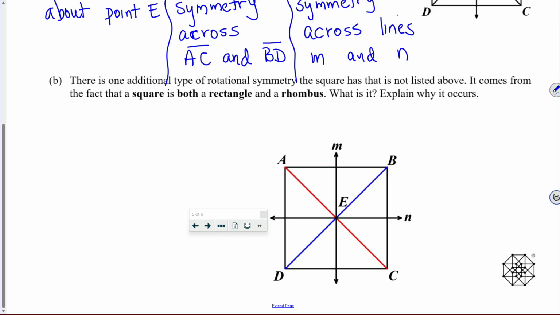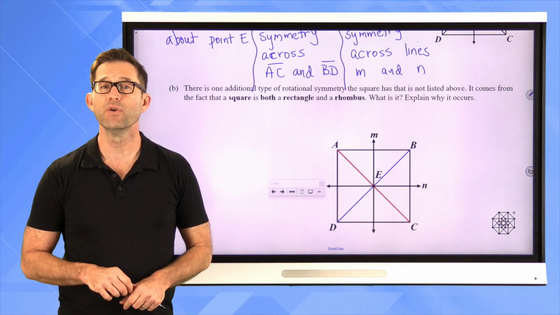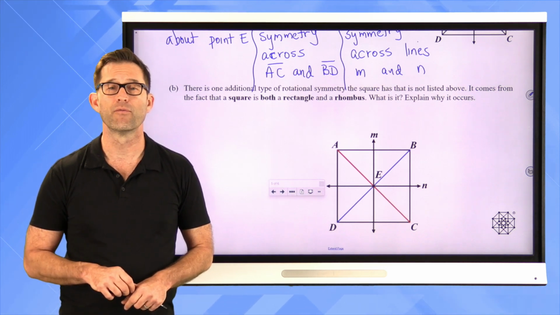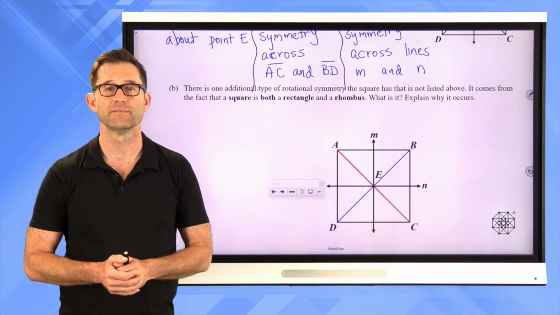Now, there is one last symmetry that the square gets, letter B. There's one additional type of rotational symmetry that the square has that's not listed above. It comes from the fact that a square is both a rectangle and a rhombus. What is it, and explain why it occurs? All right. Pause the video now and see if you can figure out this final type of rotational symmetry that the square gets.